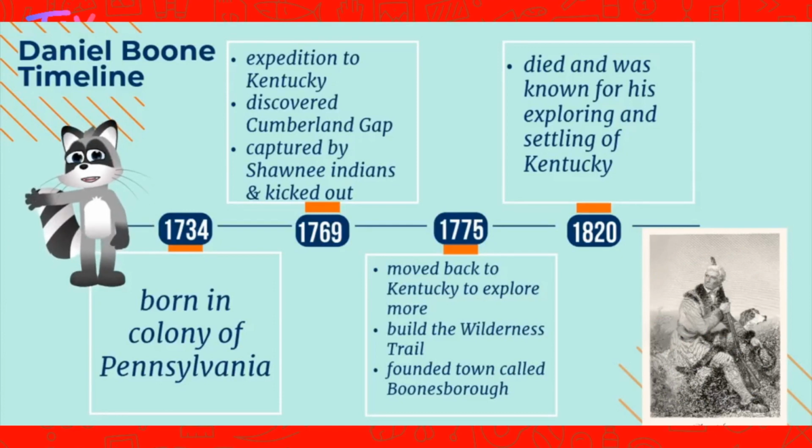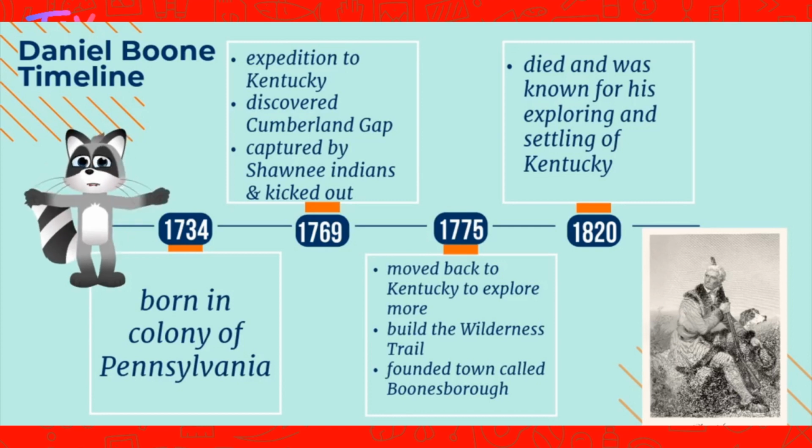Hi, let's talk about Daniel Boone and what he did to help establish communities throughout his lifetime. So here I have a timeline of some important events. First of all, he was born in 1734 in the colony of Pennsylvania. Then later in life, in 1769, he traveled to Kentucky and did an expedition there where he explored the land and discovered the Cumberland Gap, at which point he was captured by the Shawnee Indians and forced out of Kentucky.